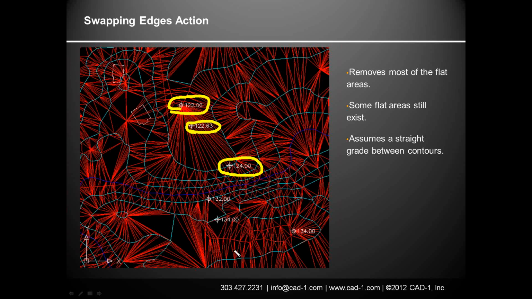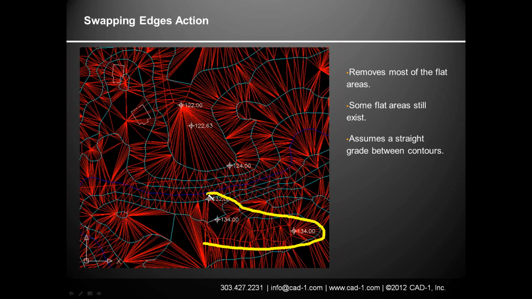However, we get into some situations, like down here, where that particular routine fails. And the problem is this point can't triangulate around a corner out to this other contour. And so we end up with flat areas in here, even though we told it to minimize the flat areas. Swapping edges doesn't work here.